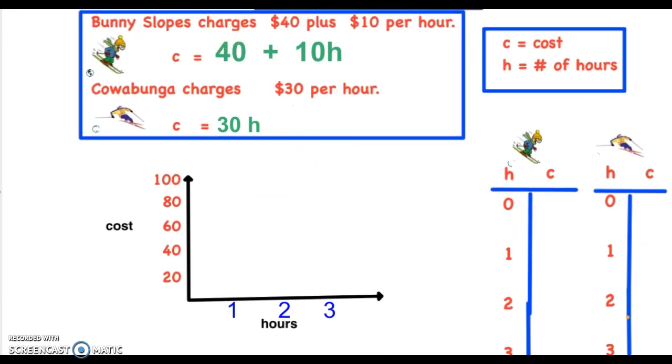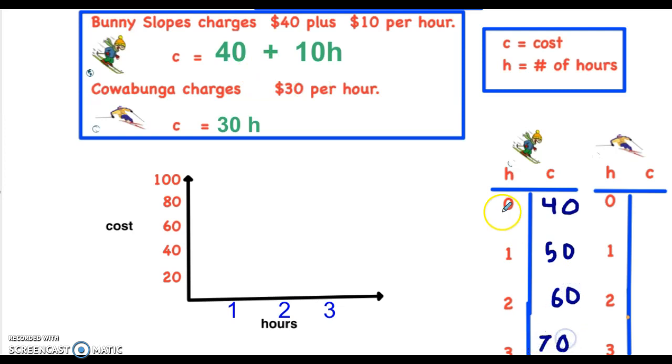So for bunny slopes, I think you can see that if we don't ski any hours, we still have to pay that $40 charge. That's just a charge we're paying no matter what. If we ski for 1 hour, that would be 10 times 1, which is 10, and 40 plus 10 is 50. If we ski for 2 hours, 10 times 2 is 20, 40 plus 20 is 60, and if we ski for 3 hours, our cost will be 70.